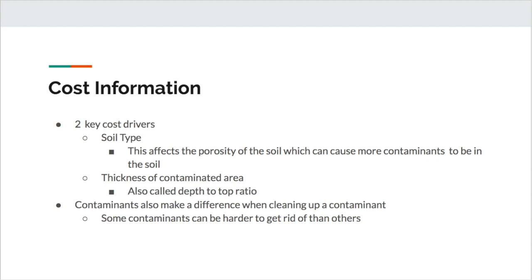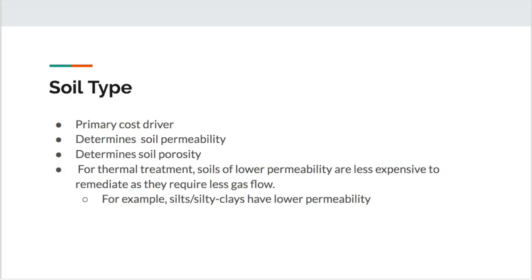The soil type affects the porosity of the soil and can cause more contaminants to be in the soil and harder to get out. And the thickness of the contaminated area, which is also called the depth to top ratio. If there's a larger area, there's more contaminants that need to be taken out of the soil. Also, the contaminants make a difference when cleaning up a contaminant spill. Some contaminants can be harder to get rid of than others, and all of these sections will be discussed later in the coming slides. So, soil type is the primary cost driver.